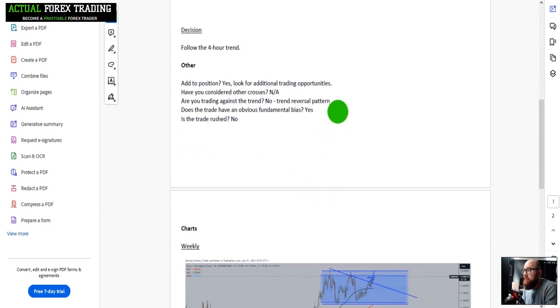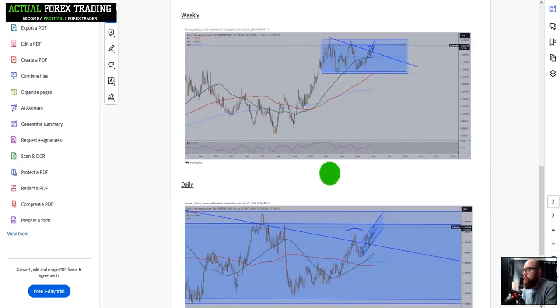I have my usual questions down here, which I have answered. Add to position, yeah, totally. I'll add to the position if we do get that downtrend on the 4-hour. I considered other crosses. Yes, I have, but none of them are signaling from a technical point of view. It's not really applicable, that question. Are you trading against the trend? Is it a trend reversal pattern? Does it have obvious fundamental bias? Yes. Is the trade rushed? No. Okay.